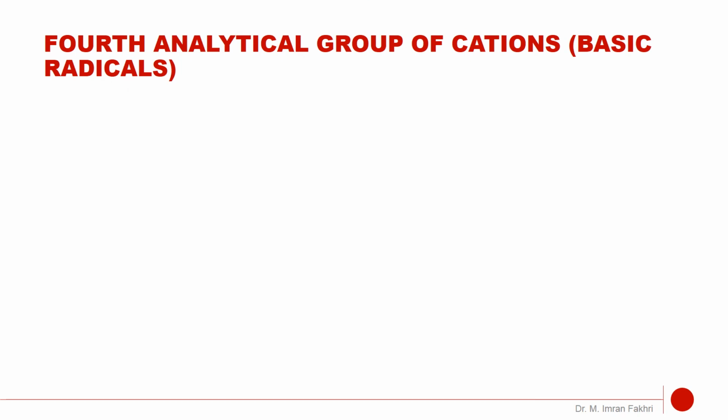The fourth analytical group of cations. In the fourth analytical group of cations, the group reagents which we add into the original solution are ammonium chloride, ammonium hydroxide, and hydrogen sulfide gas. We are going to obtain precipitates; the cations which form precipitates have insoluble sulfides. So we are using hydrogen sulfide gas in group number 4 to precipitate out the group 4 cations as their sulfides.